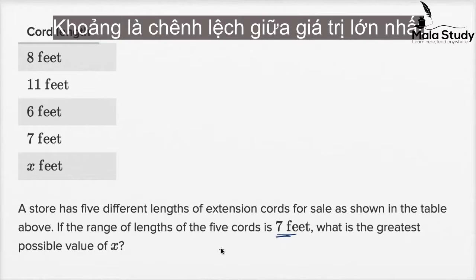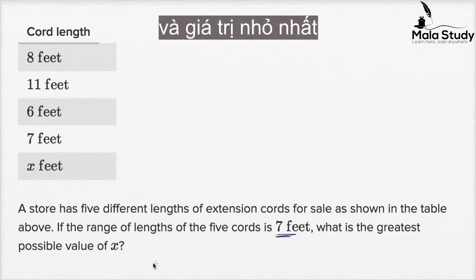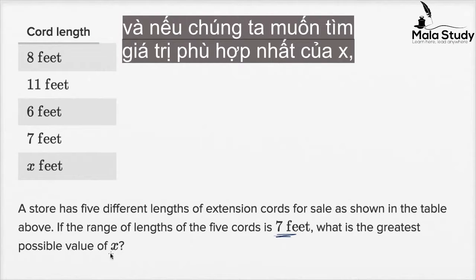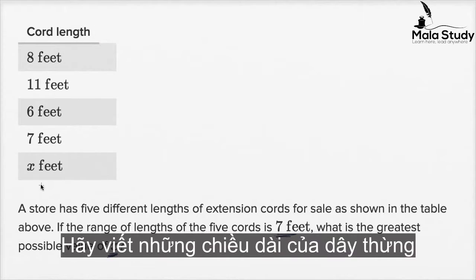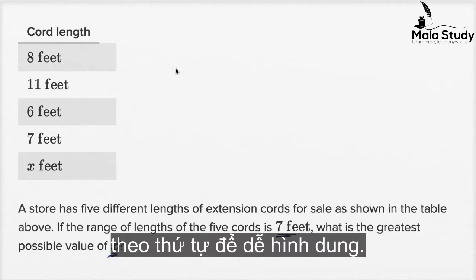So the range is the difference between the highest value and the lowest value. And if we're trying to find the greatest possible value of x, then x should be the greatest value here. And let's see if that can work out. So let's just write the cord lengths. And I just like to write them in order just to visualize things.